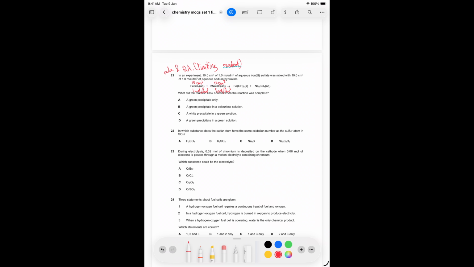So you need to figure out, because they ask what the reaction flask contains when the reaction is completed. First thing first, you see the solid, right? A green PPT. So definitely there's a green PPT. So C is out. It's not white, it's green. Then next you need to figure out which one is in excess. So we're going to do our mole concept. Mole of FeSO4 equals CV, concentration times volume.